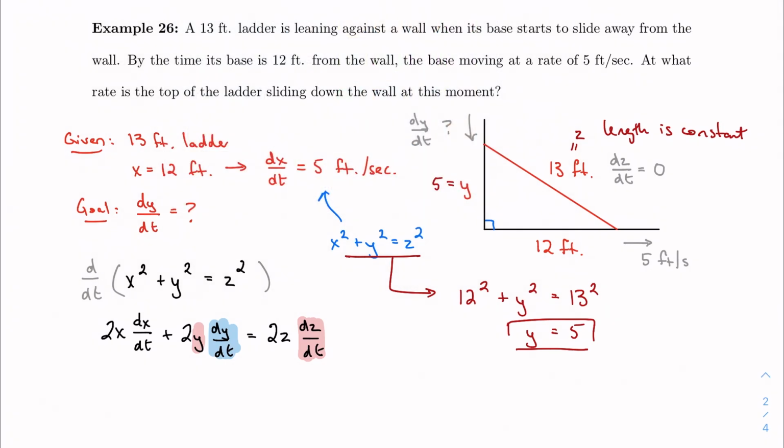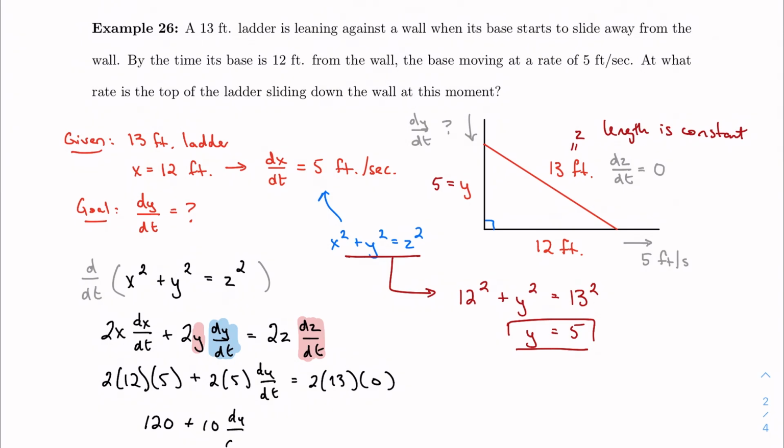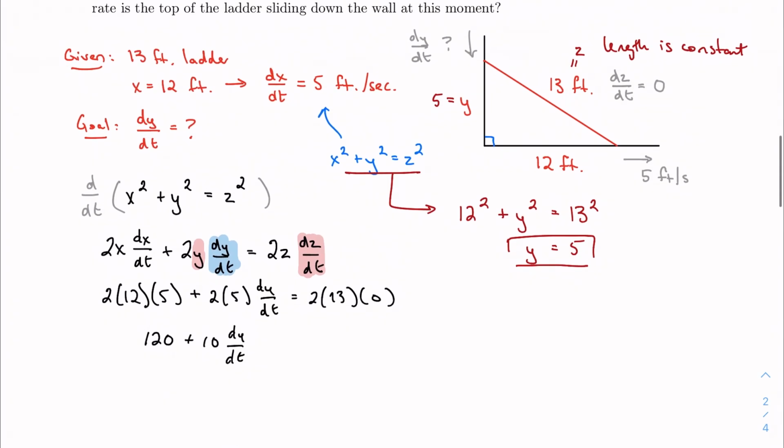So 2 times 12 times 5 plus 2 times 5 times dy/dt is equal to 2 times 13 times 0. So I'm just plugging everything in. To simplify, I have 120 plus 10 dy/dt equals 0. And I'm going to get dy/dt is equal to negative 12 feet per second. Again, units are important.